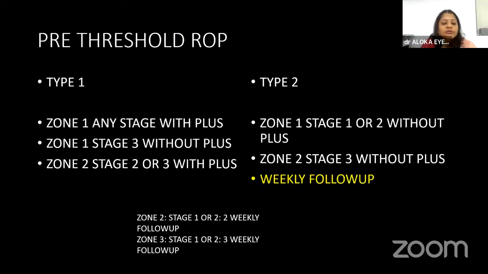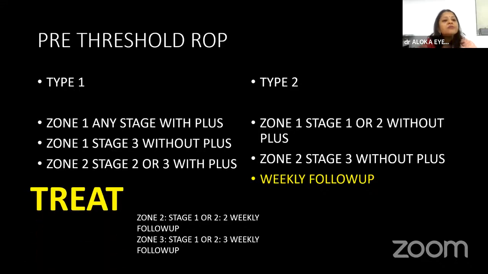The confusion comes where it is pre-threshold. In pre-threshold also, it has been divided as type 1, which is high-risk ROP, and type 2, which is low-risk ROP. Now, type 1 ROP is again the same: zone 1, any stage with plus disease; zone 1, stage 3, even without a plus; and zone 2, stage 2 or 3 with a plus disease. So basically, pre-threshold is any stage if there is a plus, and even without a plus, if it is stage 3, you are going to require to treat these patients.